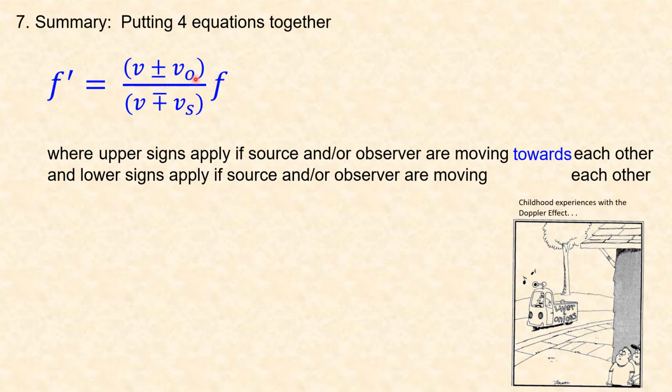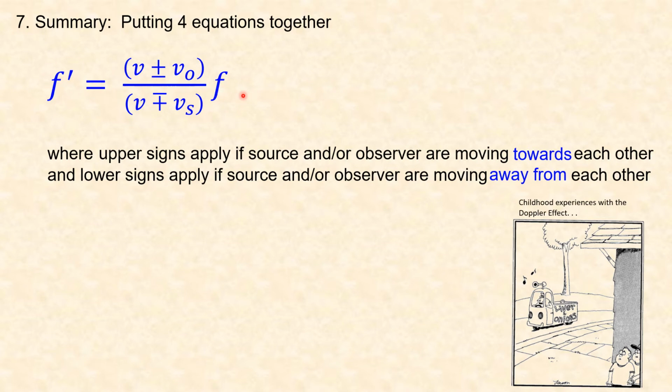The other possibility, of course, is to use the lower set of signs, and we would do that if the source and/or observer are moving away from each other. Using the lower set of signs here causes the frequency to go down. Notice here, if I subtract the 2 speeds in the numerator, it makes the numerator smaller and the frequency smaller, whereas if I add the 2 speeds in the denominator, it makes the denominator bigger, and therefore the observed frequency smaller.